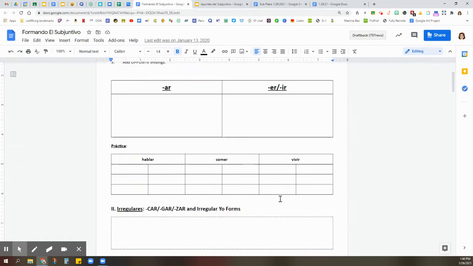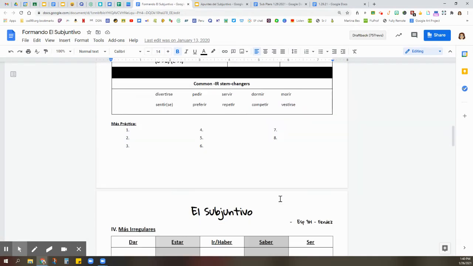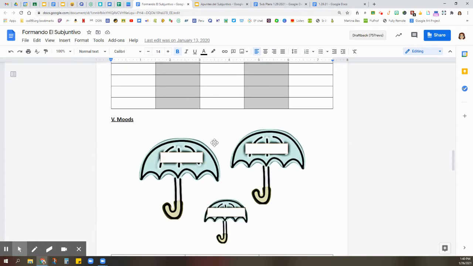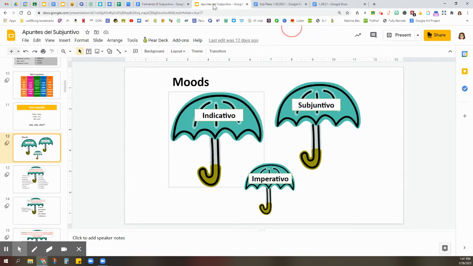We're going to go to page 3, página 3, con los paraguas. Paraguas, these are umbrellas. These umbrellas in Roman numeral 5 moods match with the apuntes here. Okay?